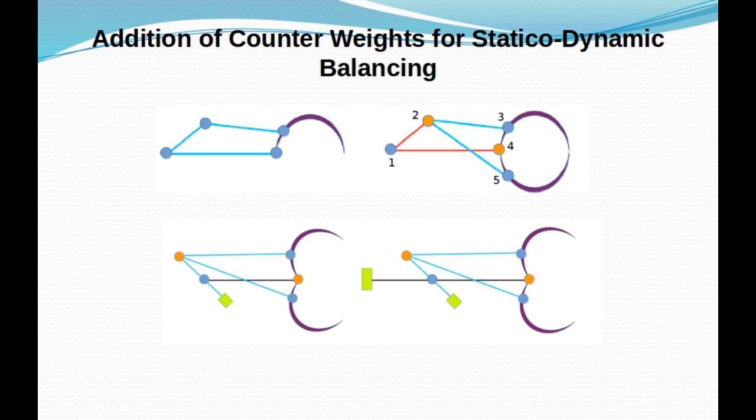So what we do is add counterweights for statico-dynamic balancing. The first weight is added to the crank, which is shown in green, and for the second, we extend a link outside so that it is statically balanced. The green markings are those which represent the counterweights.